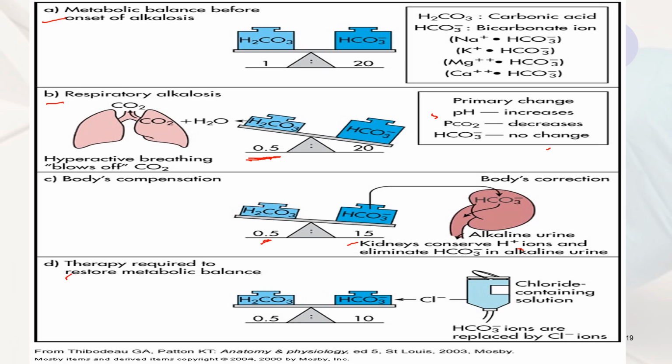Finally, the treatment for this is that we have to administer a chloride-containing solution. Bicarbonate ions are replaced by chloride ions. So that is how they manage respiratory alkalosis.